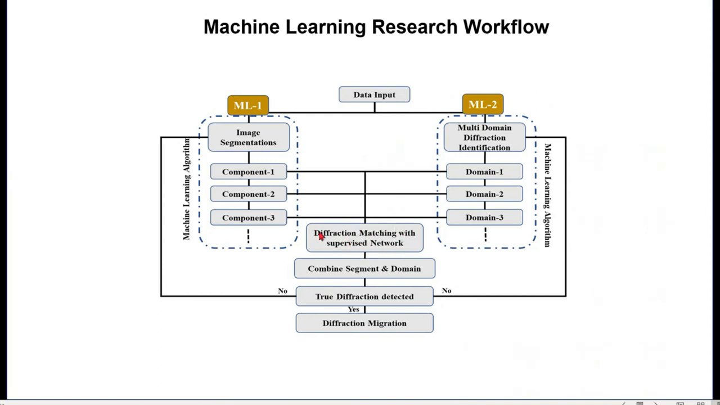Some of the events will be left with this one, and some of the events will be left with that one. So these two will be working simultaneously, and it will give better results. If some events one cannot detect, the other can detect, and what it cannot detect, ML1 on the left side will detect. Then we combine the segmentation and domains, and we look at whether a true diffraction is detected or not. If yes, then we go for migration. If no, then this loop will continue over here and here.